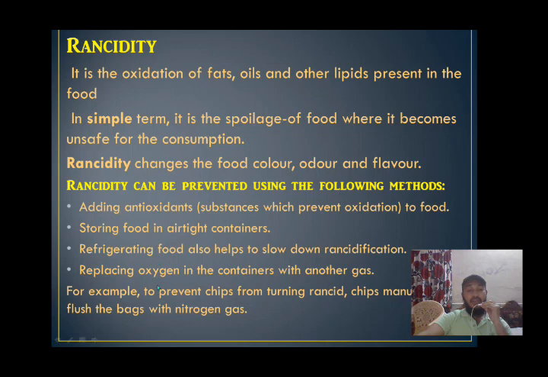For example, as you know already, to prevent chips from turning rancid, chips manufacturers flush the bag with nitrogen gas, or they fill nitrogen in those pouches so that they can prevent food from rancidification. So this topic finishes here.